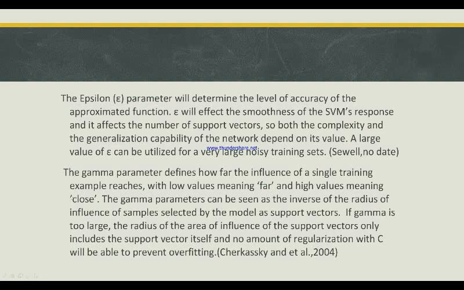And then last but not least is the gamma parameter. The gamma parameter defines how far the influence of a single training example reaches, with low values meaning far and high values meaning close. The gamma parameter can be seen as the inverse of the radius of influence of samples selected by the model as support vectors. If gamma is too large, the radius of the area of influence of the support vectors only includes the support vector itself, and no amount of regularization with C will be able to prevent overfitting.